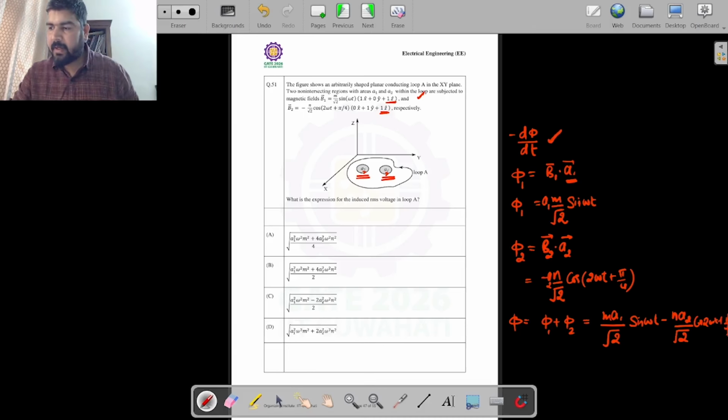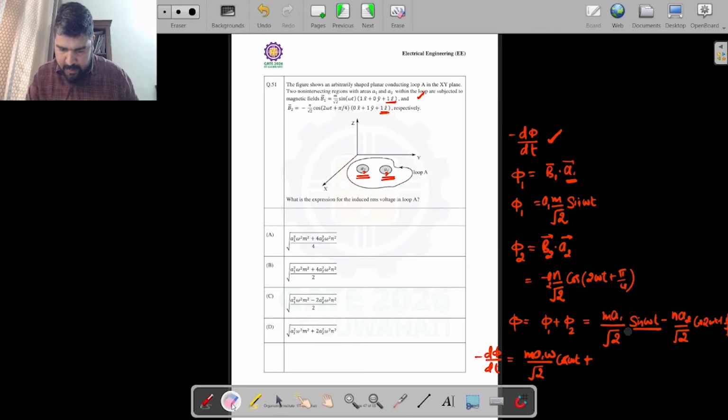Now we need to find the induced EMF. So minus d phi by dt will be, take the derivative of this, so it will become M A1 omega by root 2, differentiation of sine is cos of omega t, and here also it will become minus or rather plus. Okay, wait, let's first not consider this negative sign. The negative sign we'll take later. Just take the derivative of this.